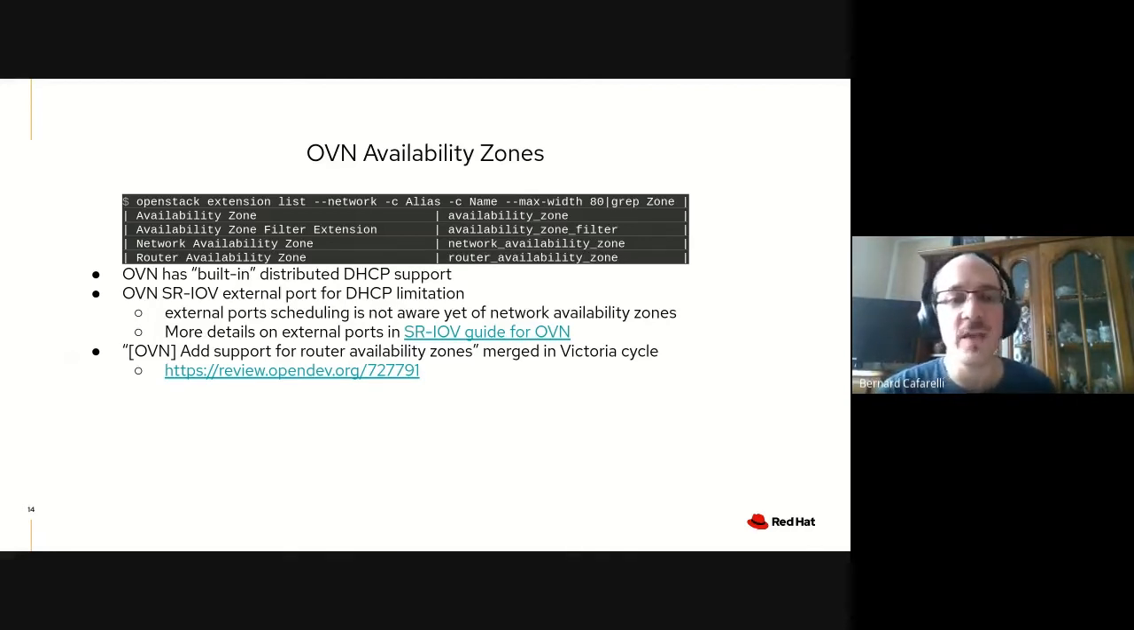And we added the router availability zone support for OVN in the Victoria cycle, review is here. And also, as we mentioned before, we have small limitations for SR-IOV plus OVN plus DHCP, as OVN uses a concept called external ports for this case, which is not aware yet of the network availability zones. So that one is still in progress. Next slide.